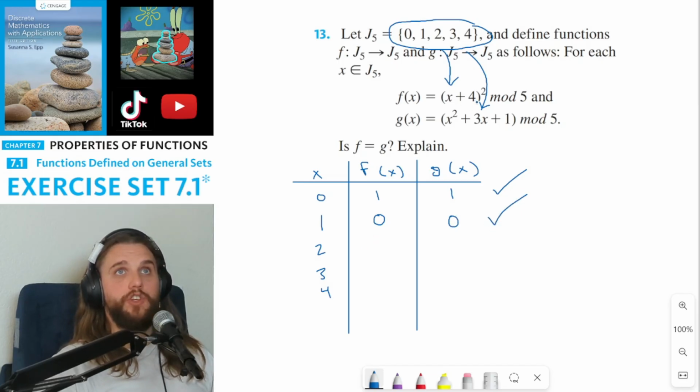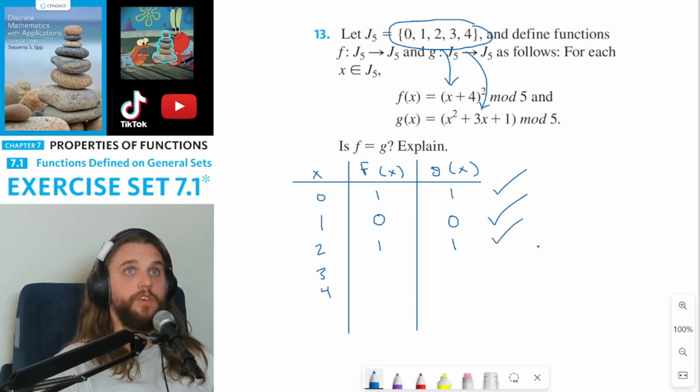f of 2 is 2 plus 4, which is 6. 6 squared is 36, mod 5 is 1. And then g of 2 is 2 squared plus 3 times 2 plus 1, which is 11. And 11 mod 5 is 1. And so those outputs are the same.